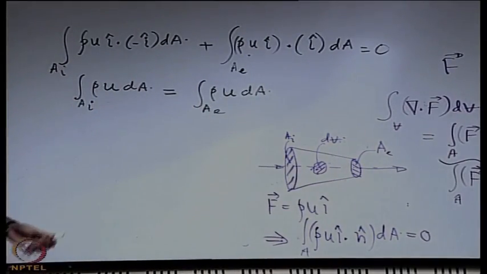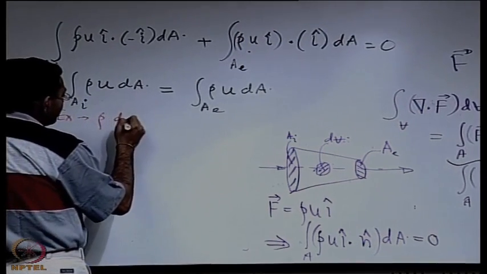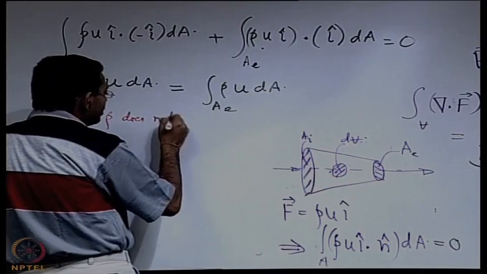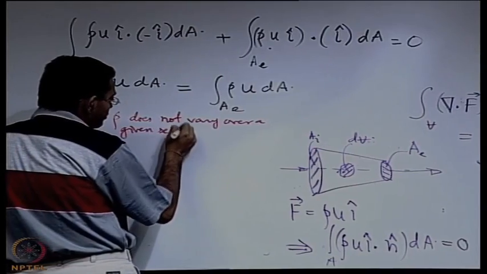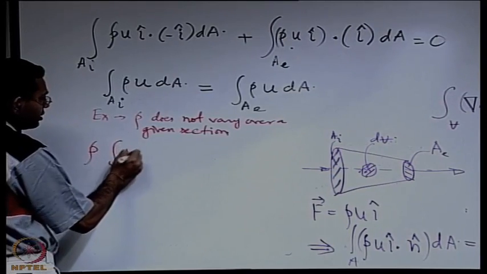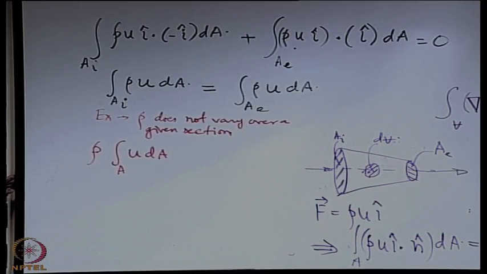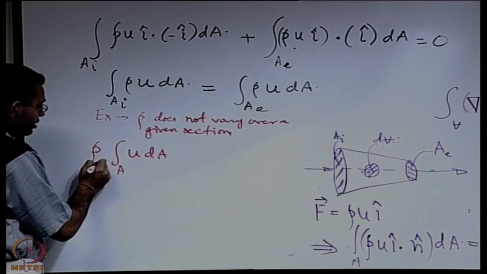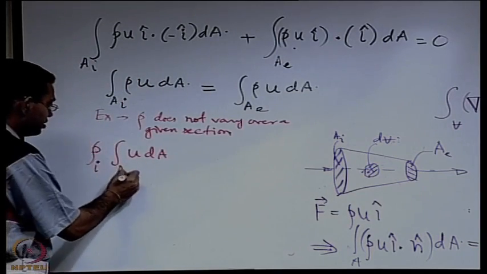So, let us take an example where rho does not vary over a given section, but it may vary from one section to the other. So, rho does not vary over a given section. That means you can take that rho out of the integral and you are left with these types of terms. For example, for the left hand side it will be rho at the inlet section times this integral.